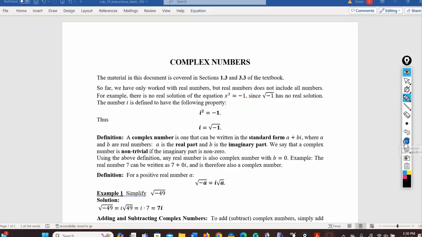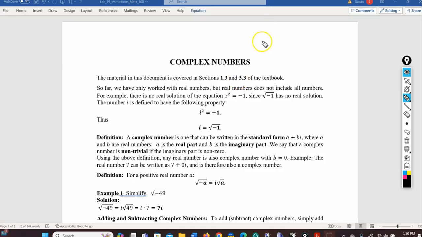When you write a complex number, it will have a real part and an imaginary part. So i stands for imaginary. The a and the b are just real numbers, and this i is the square root of -1. So if I have 3 plus 2 times i, the real part is 3, and the imaginary part is 2, not 2i. The imaginary part is the number multiplied by i.